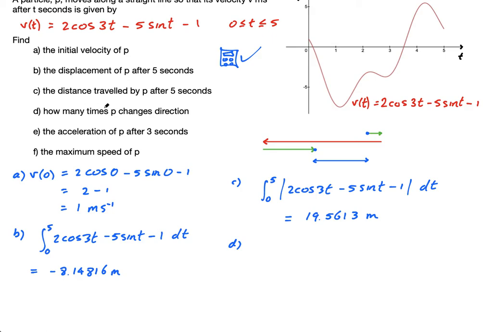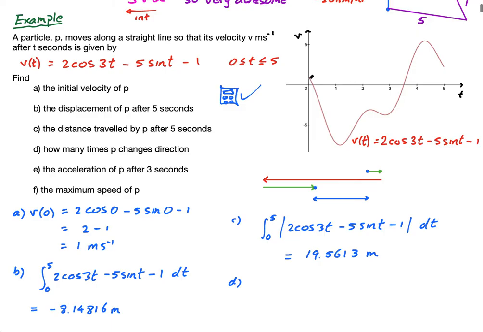D, how many times P changes direction? So remember, this is our car, and we're going into reverse. Now look, the common incorrect answer here, as you can imagine, would be 1, 2, 3, 4. He changes direction 4 times. No, that is incorrect, because this is just when he starts to slow down, but he's reversing. He's still reversing. He's not changing directions. This is where he changes direction, and this is where he changes direction.